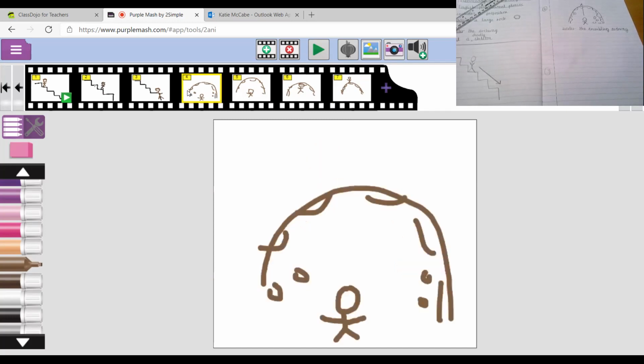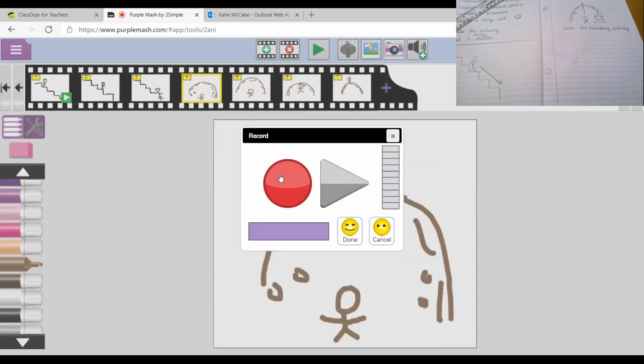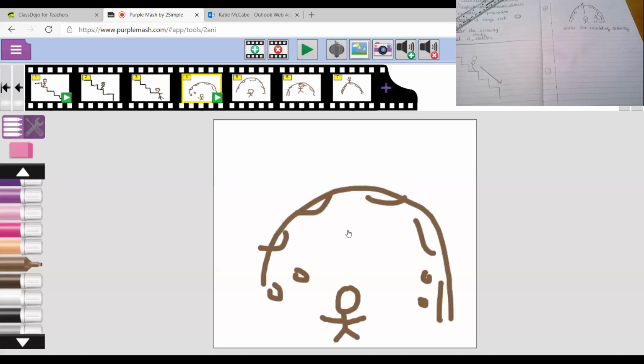Now, to record your prepositional phrase over this, you need to click on your first frame from that part of the journey, and you need to click on this button here, which is Add Sound. Then you just need to record your prepositional phrase. So my prepositional phrase is under the crumbling archway. So I'm going to record that now. So you click record and you click the record circle button here. Under the crumbling archway. And you click the square to stop that. Then I need to click done.